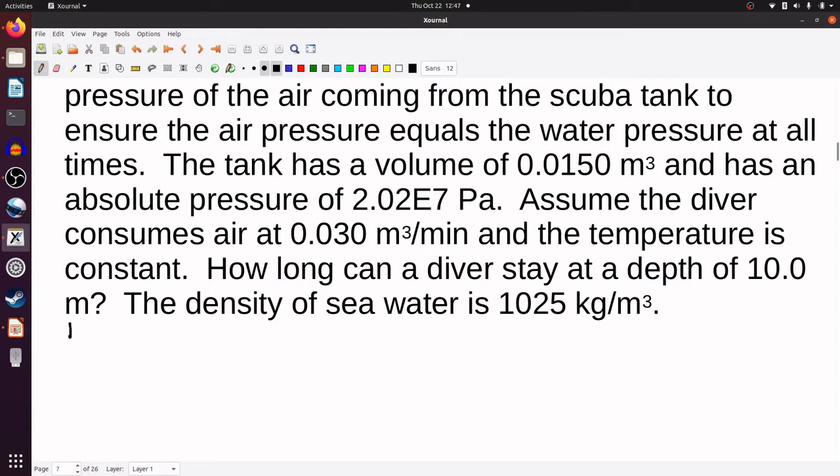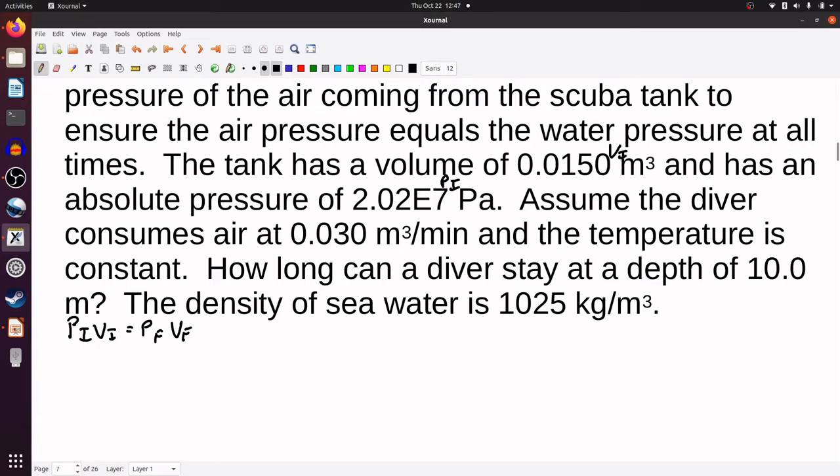We know that PI VI is equal to PF VF, and it's implied that the volume of the container, at least of the breathable air, is changing. And so the values that were given, the 2.02 E7, the 150 times 10 to the negative second, save that one. This is going to be your VI, and this is actually your PI. So we don't know PF or VF. That's kind of the issue. So how do we get PF or VF?